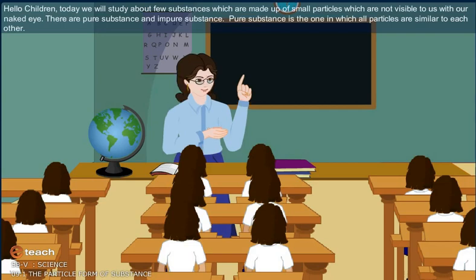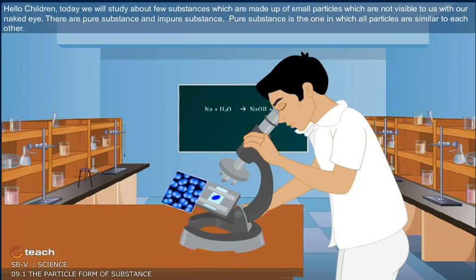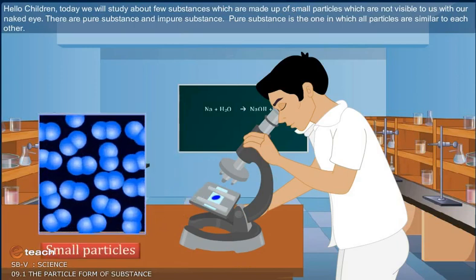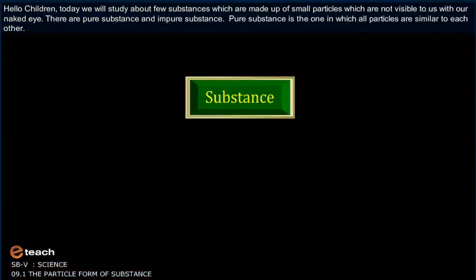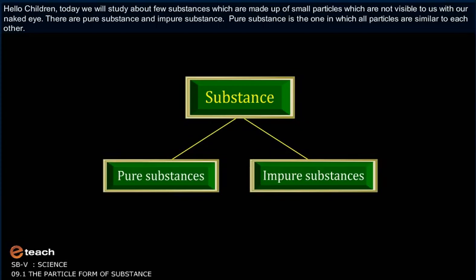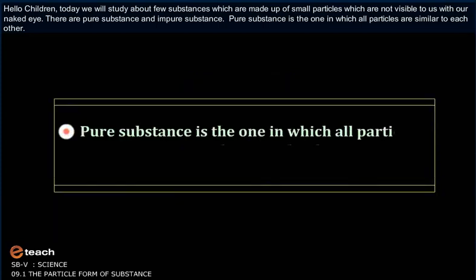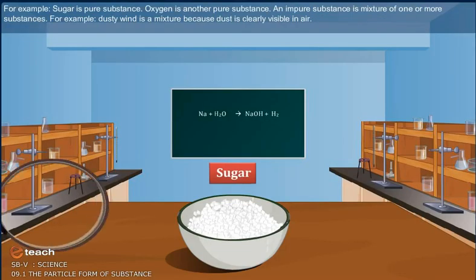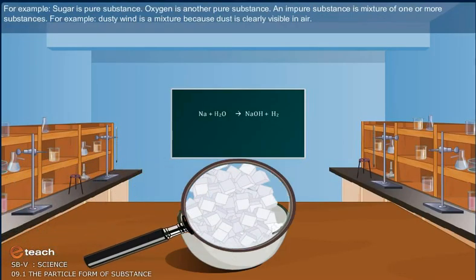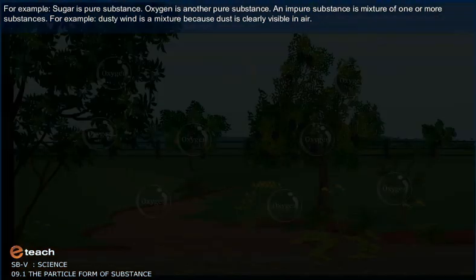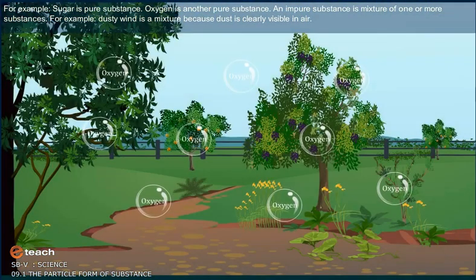Hello children. Today we will study a few substances which are made up of small particles that are not visible to us with our naked eye. There are pure substances and impure substances. A pure substance is one in which all particles are similar to each other. For example, sugar is a pure substance. Oxygen is another pure substance.